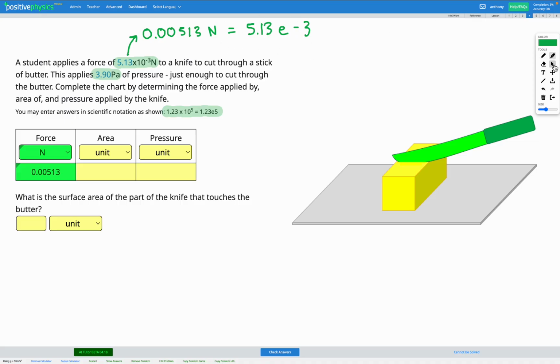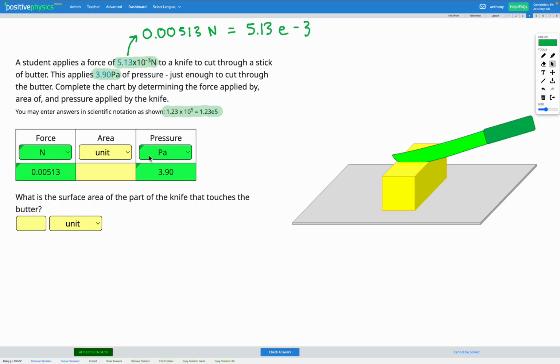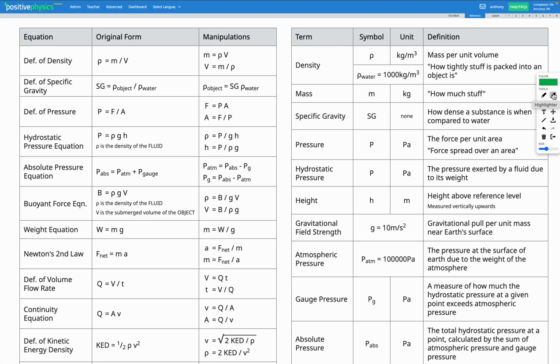Okay, then for our pressure, we're told in the question the knife applies 3.90 pascals of pressure. So we can fill that in here. Awesome. Lastly, we need to find the area. So let's head to our reference sheet and find an equation for force, area, and pressure. Here we have the definition of pressure equation.